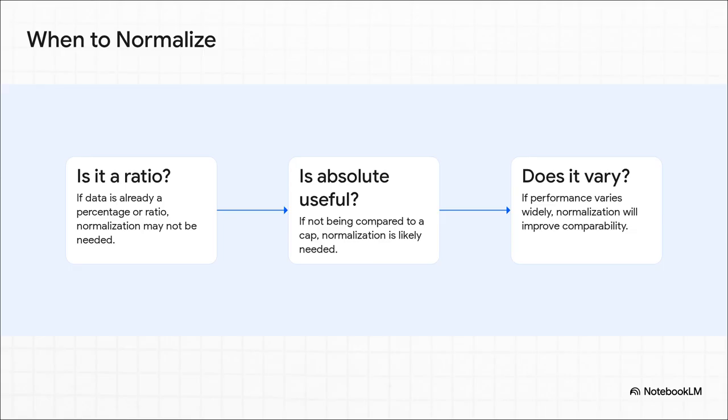Second, is the absolute number the most important thing? Think about greenhouse gas emissions being measured against a strict regulatory cap. In that case, yeah, the absolute number of tons is what matters. But if the answer is no, you probably need to normalize. And third, if you're looking at a bunch of companies in the same industry, does their performance vary a lot? If it does, normalization is going to create that common ground and make your comparisons way more insightful.